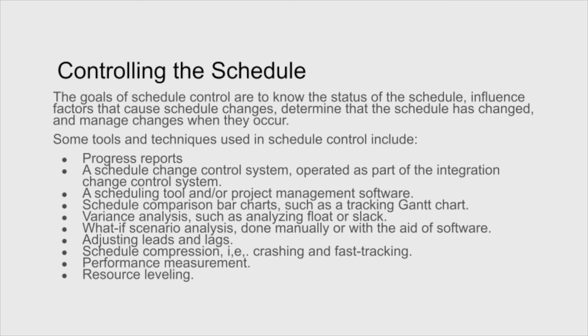Well, we've looked at some mathematical tools, but there are a lot of tools in the toolkit, including progress reports, schedule change control systems to make sure that people have to jump through hoops before schedules get changed, a scheduling tool such as project management software such as MS Project, comparison bar charts to be able to compare it with other projects, or Gantt charts as we've seen here, variance analysis, how far are we off our estimates, what if scenarios, adjusting lead times, adjusting lag times, scheduling compression, measuring the performance, and resource leveling.